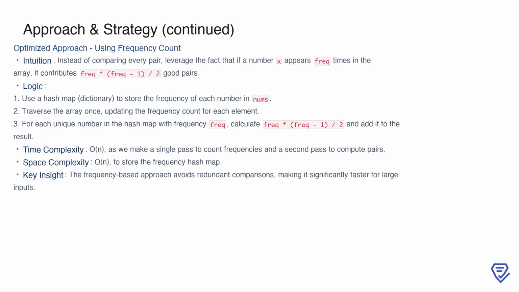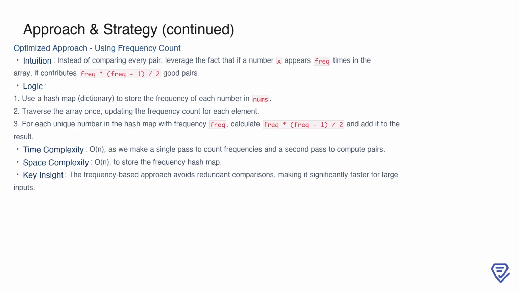Then, in a second pass, we calculate the total number of good pairs for each unique number using the formula and sum these values. This approach is significantly more efficient than brute force, with a time complexity of O(n), since we only make 2 linear passes through the array. The space complexity is also O(n), as we use the hash map to store frequencies. By avoiding unnecessary pairwise comparisons, this method is much faster for larger arrays.